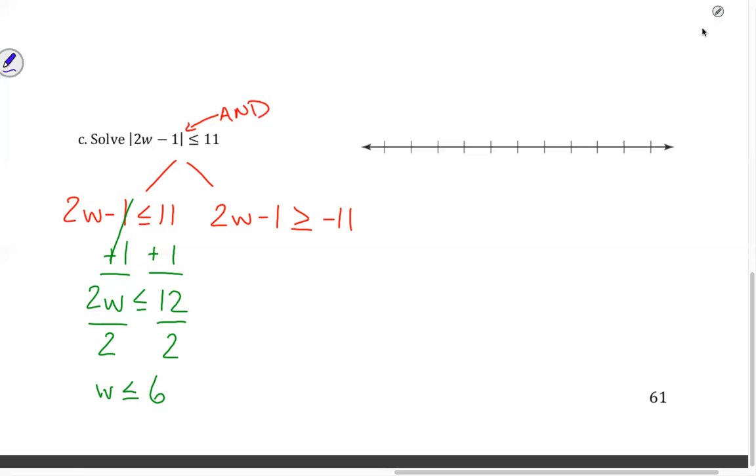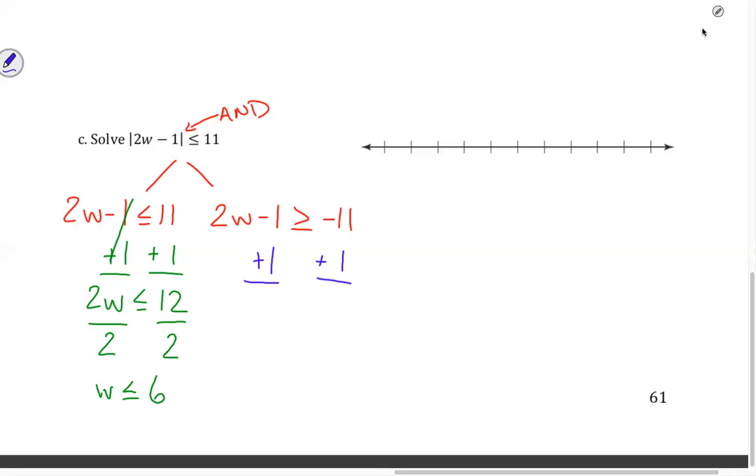Let's go with, who else is at home that I should call on? Let's call him Matt. Matt, what would you do first on the one in the left, or the right? The 2w minus 1 is greater than or equal to negative 11. What would your first step be? Add 1. Add 1.